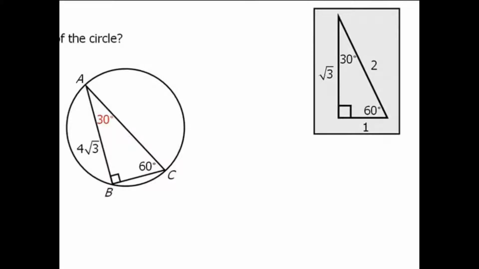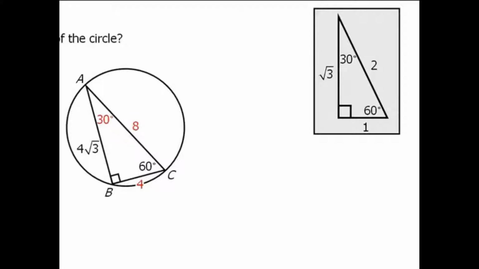Shown here is a base 30, 60, 90 triangle with its corresponding sides. Notice that in the base triangle, the side opposite the 60-degree angle has length root 3. In our diagram, the corresponding side has length 4 root 3. So we can see that our diagram triangle is 4 times larger than our base triangle. This means that our shortest side in our diagram triangle will have length 4 times 1, and the length of our hypotenuse in our diagram will be 8.